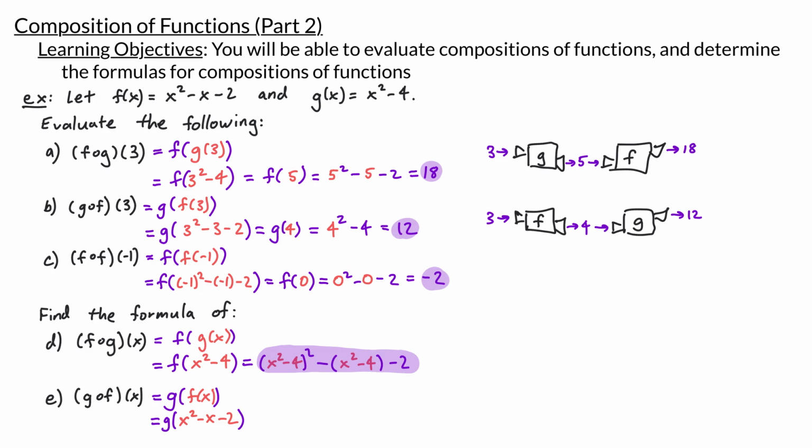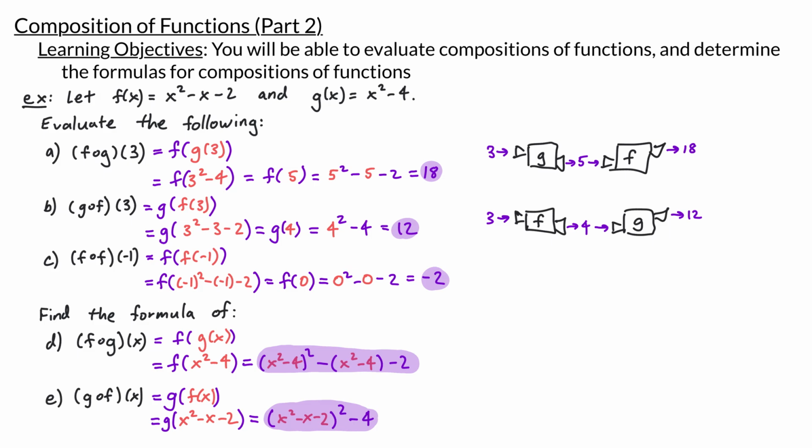So now we're looking at the expression g of x squared minus x minus 2. Since g of x is x squared minus 4, if I want to evaluate g of x squared minus x minus 2, I just replace the x with this new input. So g of x squared minus x minus 2 would be x squared minus x minus 2, this whole thing squared, minus 4. So this here is the formula for the composition g composed with f of x. And again, you'll notice that the formulas for these two functions are different. You'll typically end up with different functions if you do the compositions in different orders.